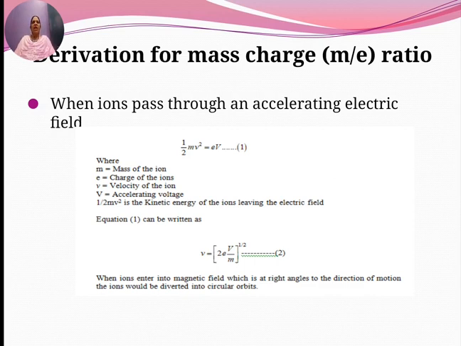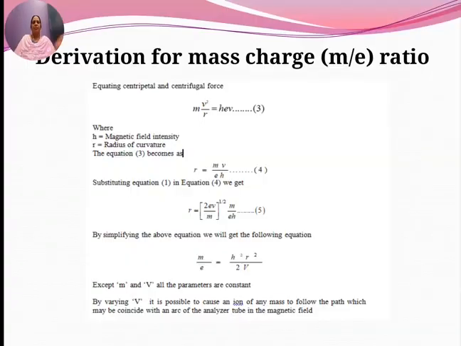So when this ion enters into the magnetic field, which is at right angle to the direction of motion, the ion would be diverted into a circular orbit. The ions will be diverted into circular orbits.